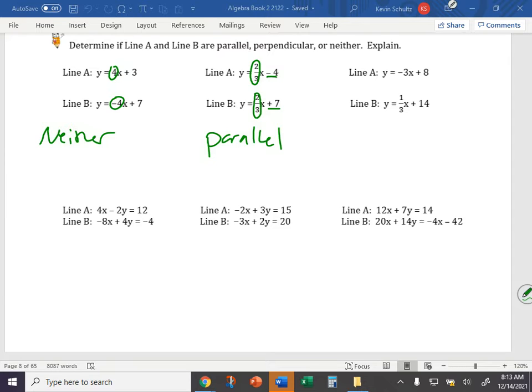Line A, y equals -3x plus 8. Line B, y equals 1/3 x plus 14. What do you think? I think it's perpendicular because the signs flip and the fractions flip. Yes. Looking at these slopes, -3 and positive 1/3. That -3 is really like -3/1, right? So to get a positive 1/3, we change the sign from negative to positive and we flip the fraction. Okay? So they are negative reciprocal slopes, therefore the lines are perpendicular.